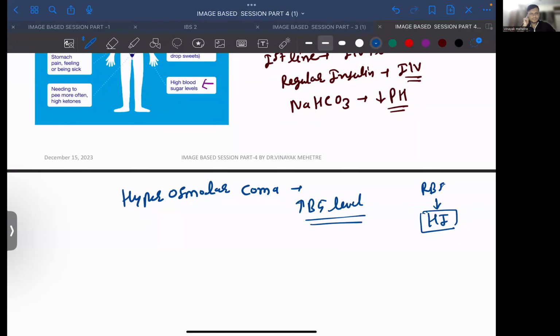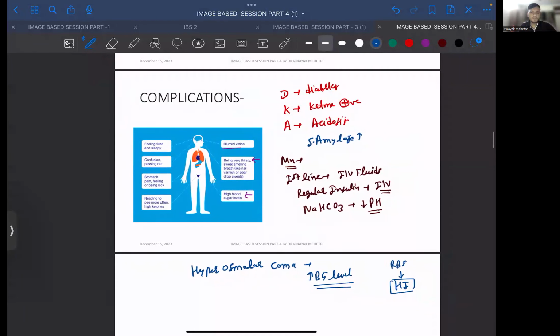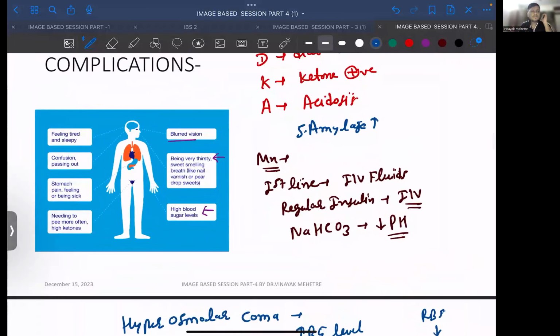Okay. Hyperosmolar coma और diabetic ketoacidosis के symptoms same होते हैं. The only difference is ketone positivity. Okay, blurring of vision will be there. Same, everything will be same. Just ketone positivity will not be there. In diabetic ketoacidosis, patient's blood sugar can be normal, but ketone will be positive. But in hyperosmolar coma, ketone will not be positive. That is the only difference, right?